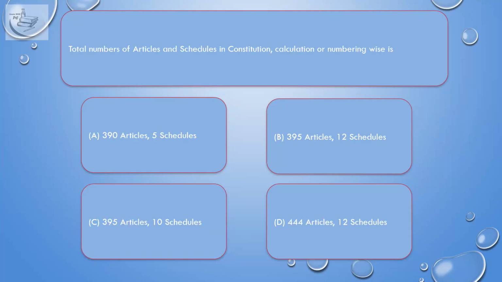Question: total numbers of articles and schedules in Constitution, calculation or numbering wise, is A. 390 articles, 5 schedules, B. 395 articles, 12 schedules, C. 395 articles, 10 schedules, D. 444 articles, 12 schedules. Correct answer is B. 395 articles, 12 schedules.